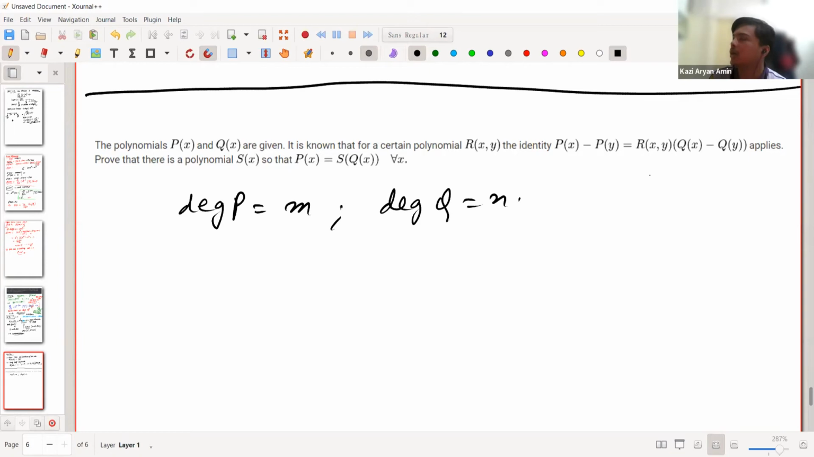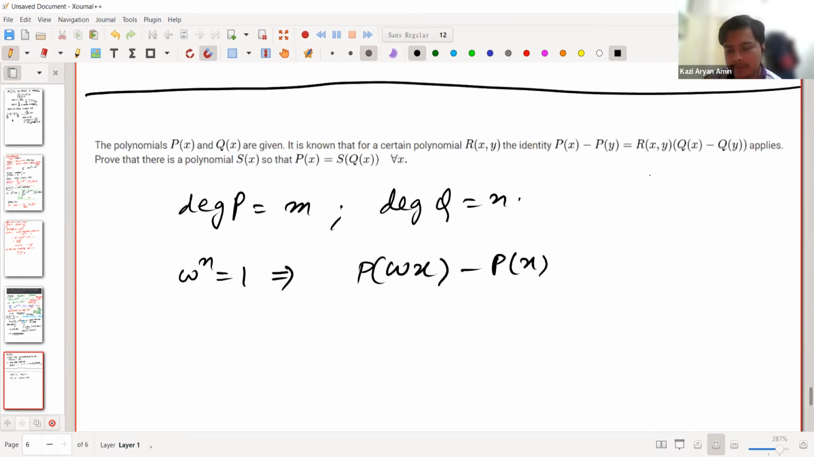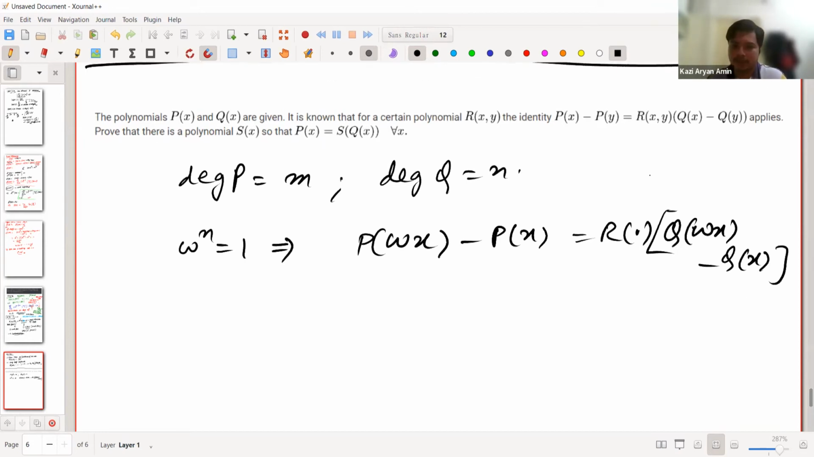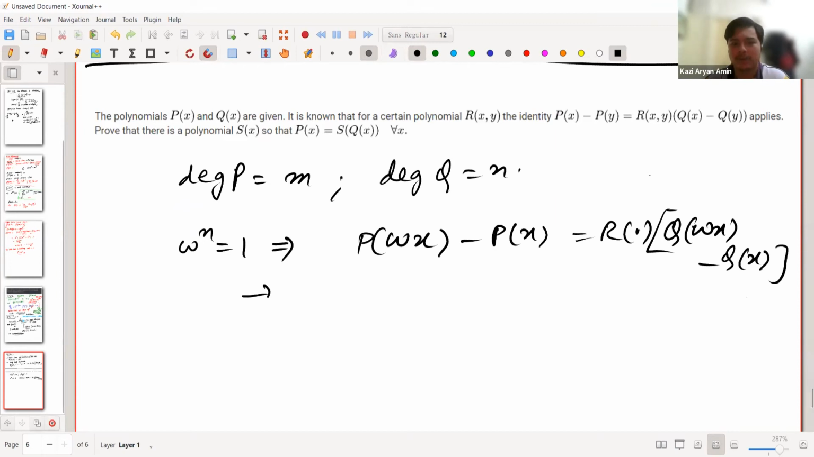Then suppose omega to the power n is 1, a primitive nth root of unity. Look at how p of omega x minus p of x behaves. Basically look at the assertion where you put x equals omega x and y equals omega y. I remember seeing a solution on AoPS along these lines, and the degree induction is successful. This should probably give you n divides m.